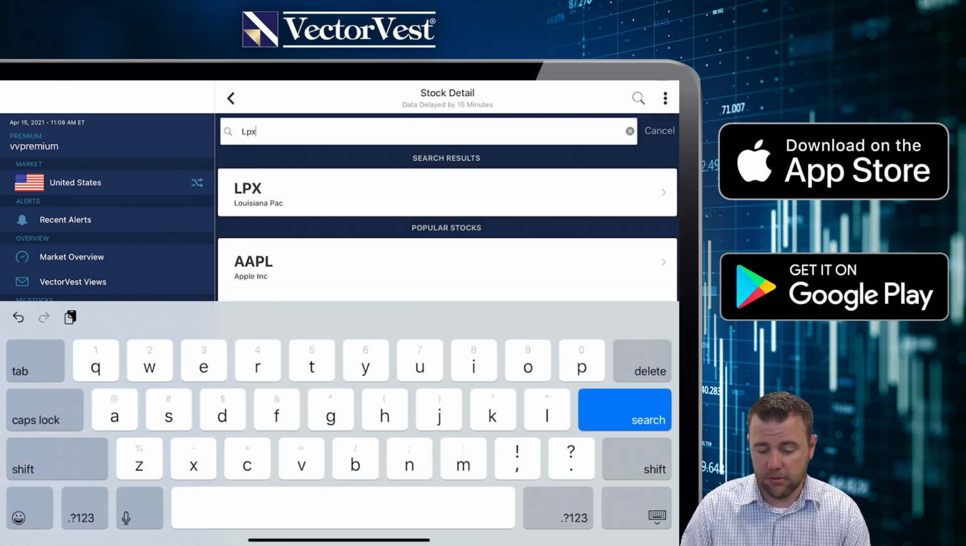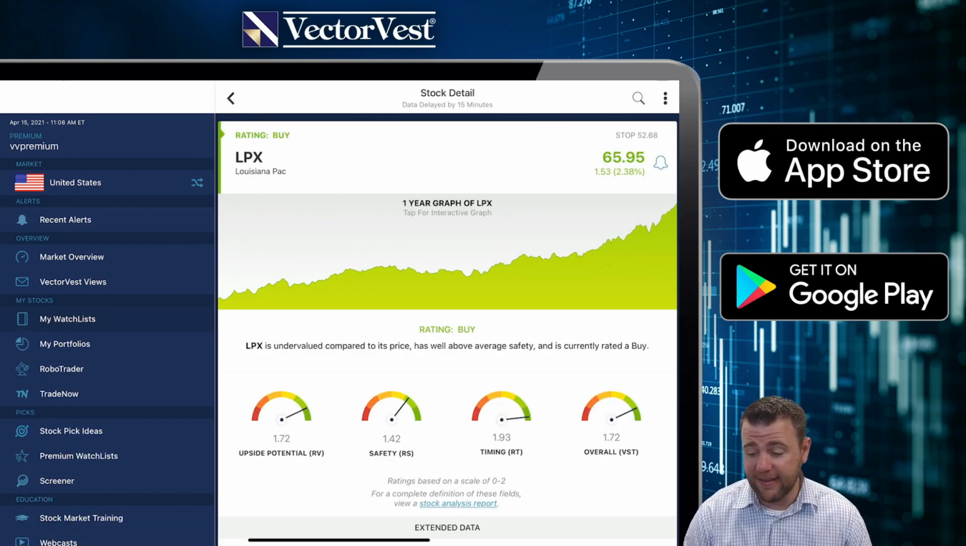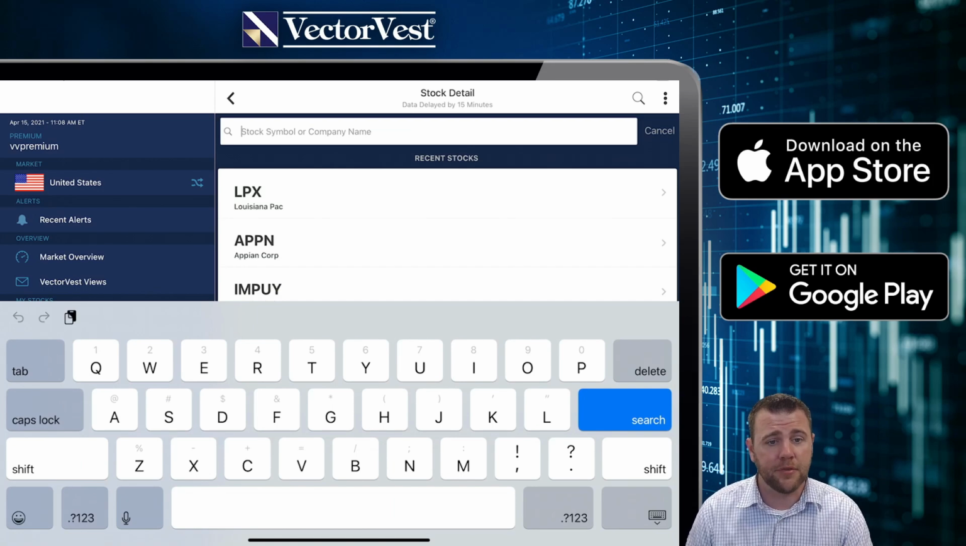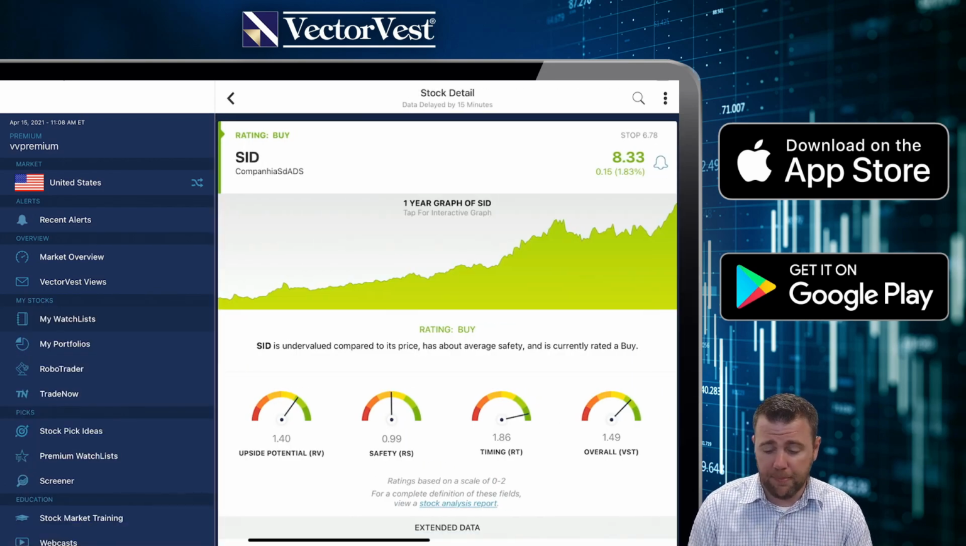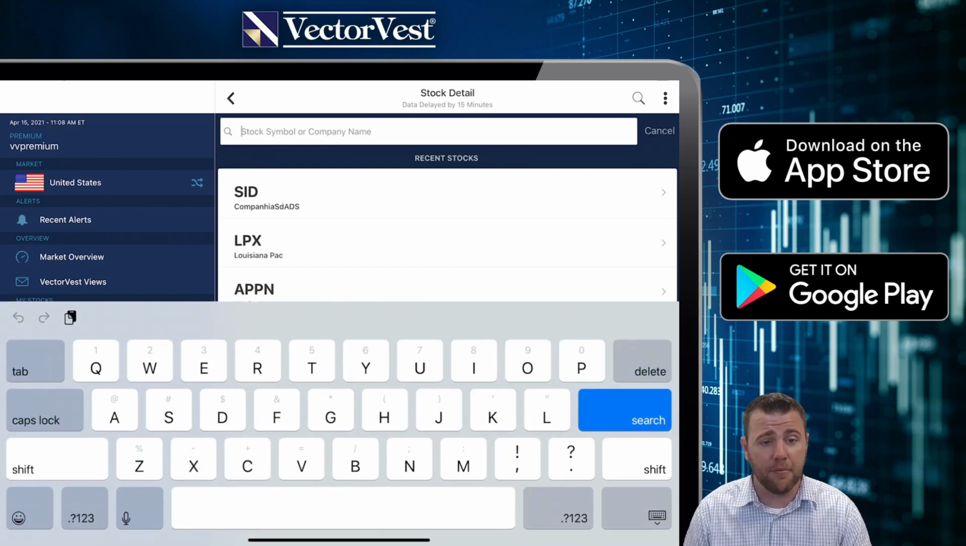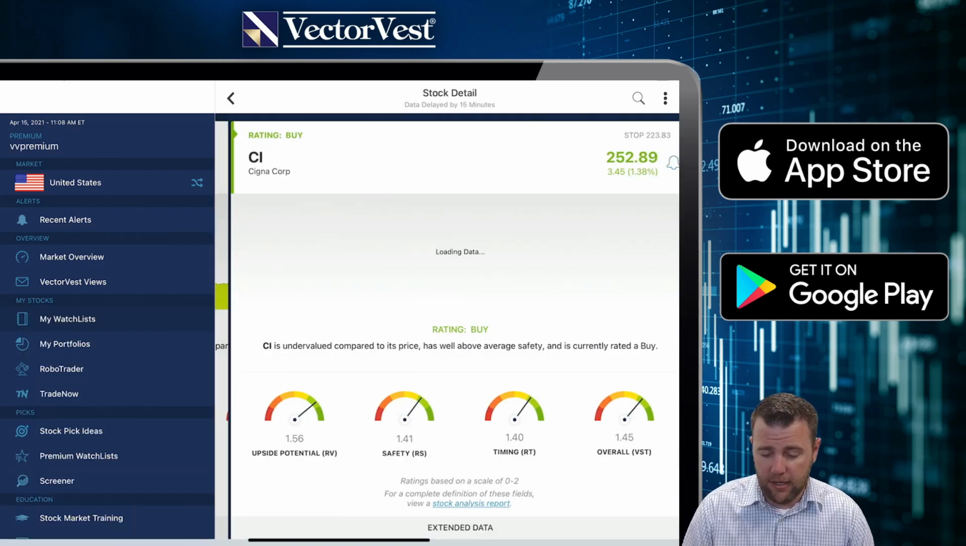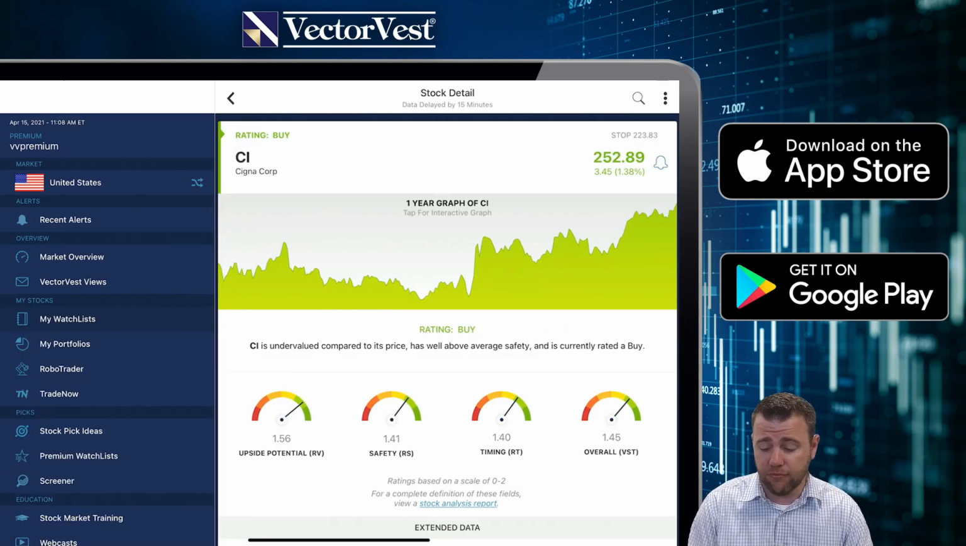LPX. LPX, one of our top VST stocks. You have good long-term potential, less risk associated with it, really strong short-term uptrend. Therefore, this stock is definitely favorable right now. SID. Good long-term potential, about average risk associated with it. Really strong short-term uptrend. Overall, stock's definitely favorable. Cigna. Good long-term potential, less risk, steady uptrend, definitely favorable.